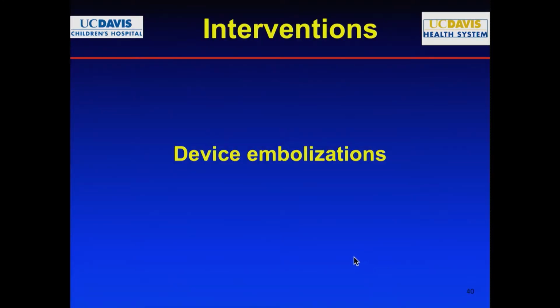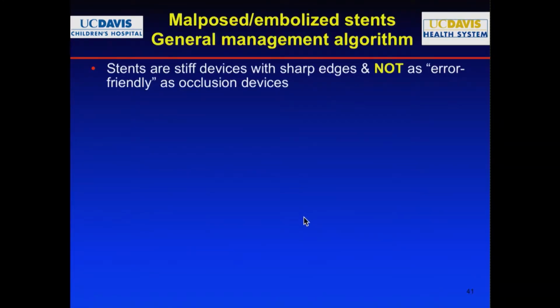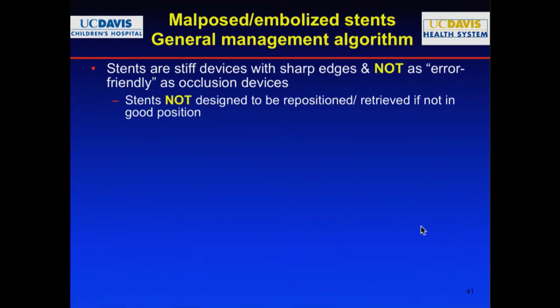Okay, let's talk about device embolizations. So this is talking about stents first. There should be a general algorithm on how do you deal with stent that embolizes. First of all, we know that stents are stiff devices. They have sharp edges, and they are not error-friendly as compared to the occlusion devices. So don't think all devices are equal. Stents are not the same as the occluders. Stents are not designed to be repositioned or retrieved if it's not in a good position.